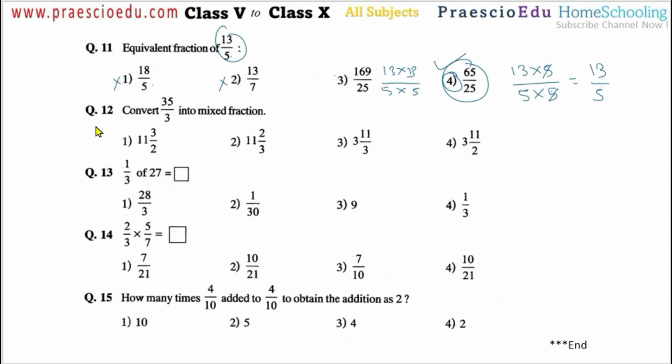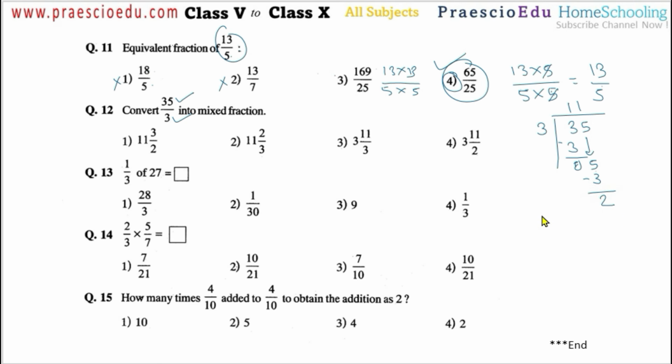Now question number 12, convert 53 upon 3 into a mixed fraction. To convert to a mixed fraction, this is the dividend 35 and this is the divisor. The denominator will be the divisor. Now 3 ones are 3, then 0, this 5 has to be carried down. 5 is there, so 3 ones are 3, and the remainder is 2.